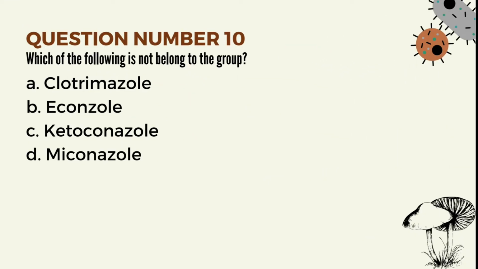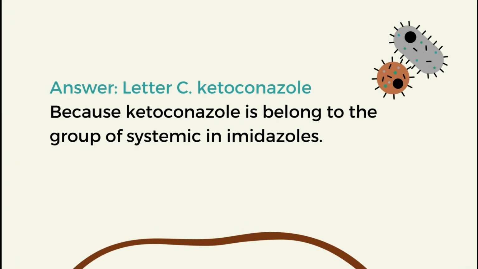Question number 10. Which of the following does not belong to the group? A. Clotrimazole, B. Econazole, C. Ketoconazole, or D. Miconazole? Answer is letter C, ketoconazole, because ketoconazole belongs to the group of systemic imidazoles.